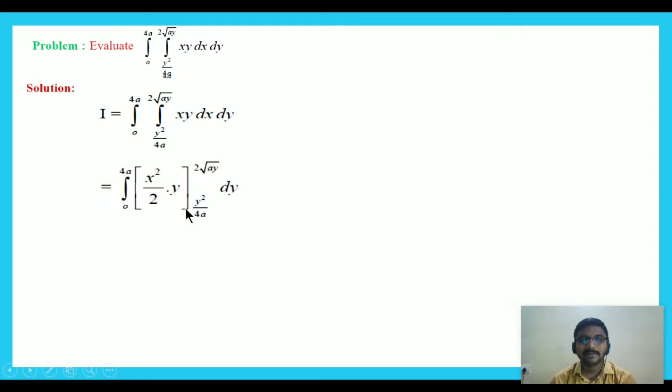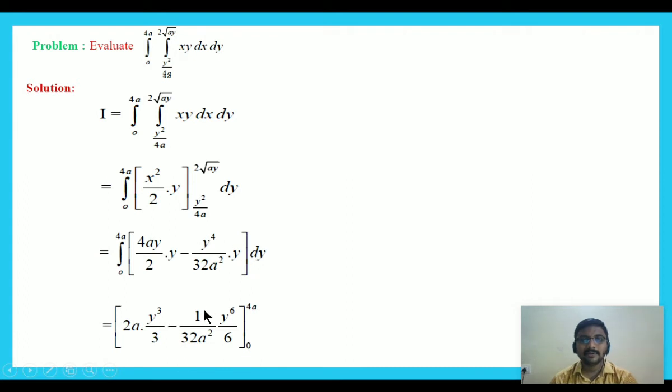While integrating with respect to x, we have to keep y as constant. The x integration is x square by 2. Now we have to substitute the upper limit as 2 root ay and the lower limit as y square by 4a. So substituting the upper limit and lower limit in place of x, and then simplifying and then integrating with respect to y: 4a by 2 means 2a, y square integration is y cube by 3. Minus 1 by 32a square is constant, y power 5 integration is y power 6 by 6. Now substituting the upper limit as 4a and the lower limit as 0 in place of y.